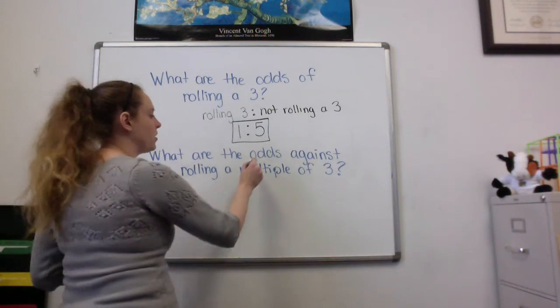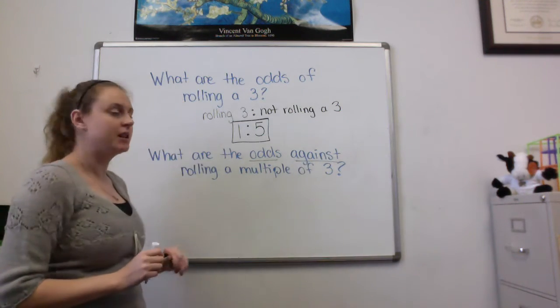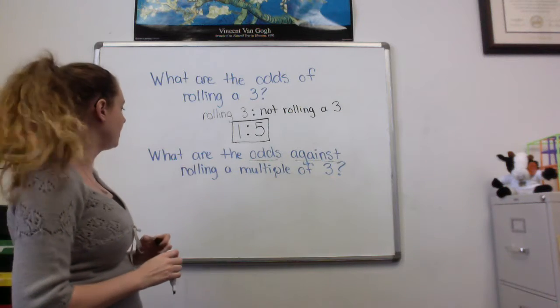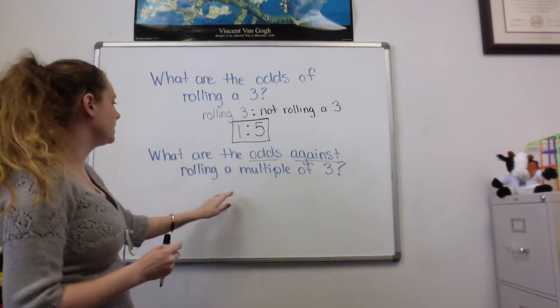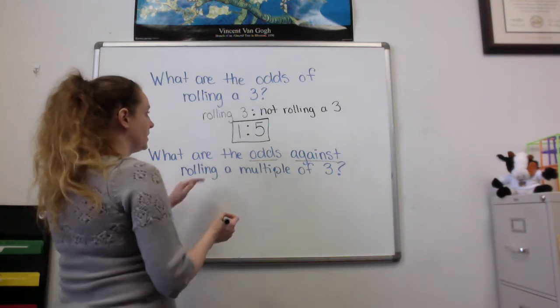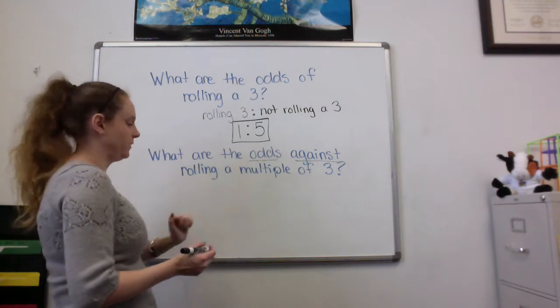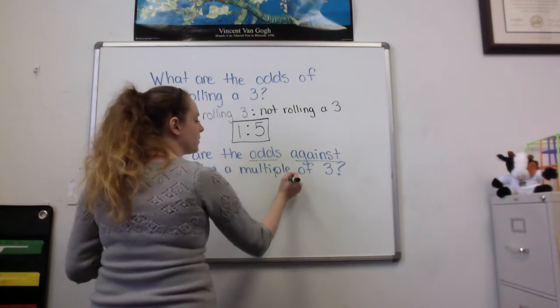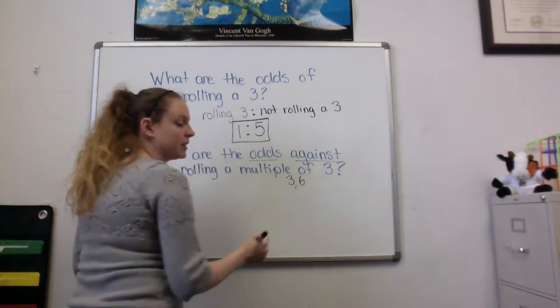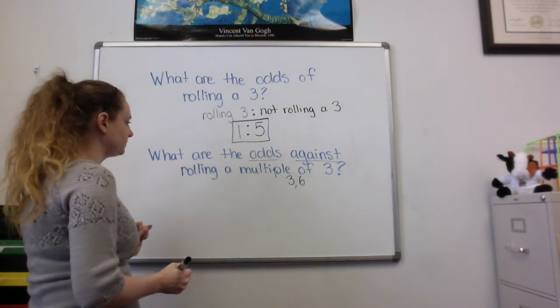We can also have what are called odds against something happening. What it does is it flips the scenario. So the odds against rolling a multiple of 3. So this one was just a 3. This time I want a multiple of 3. The multiples of 3 are 3 and 6 on a die. So there are 2 of those.